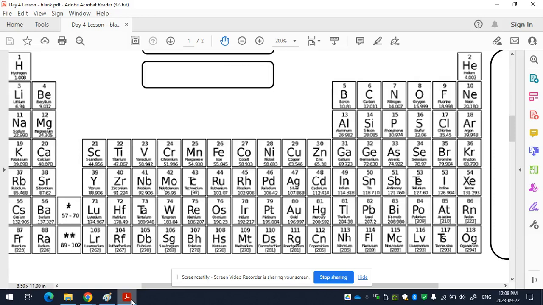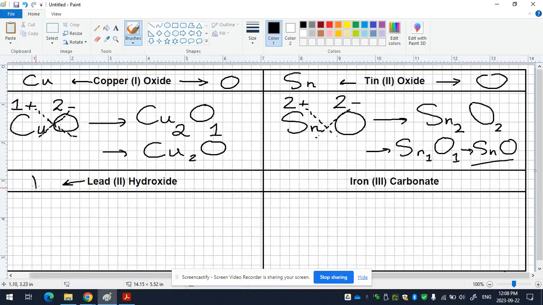Lead, ladies and gentlemen, is this guy. Capital P, small b, Pb. Pb is the symbol for lead. Okay? So let's do the exact same thing. Pb.